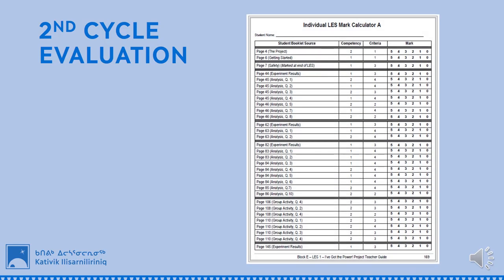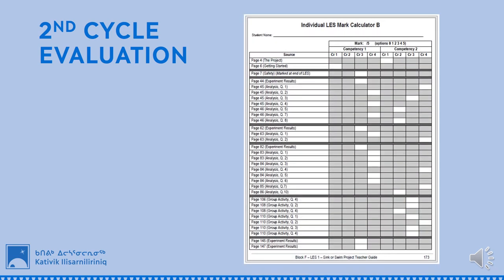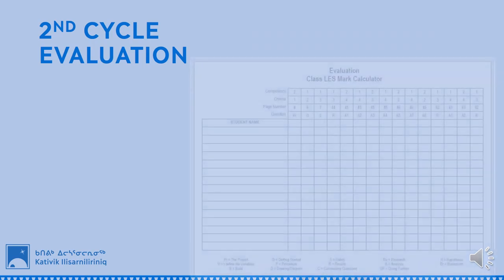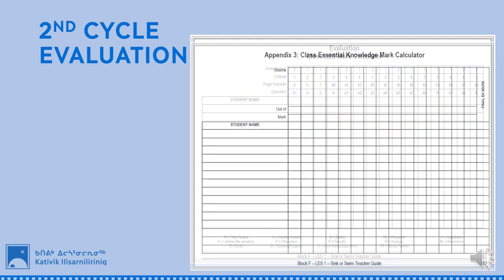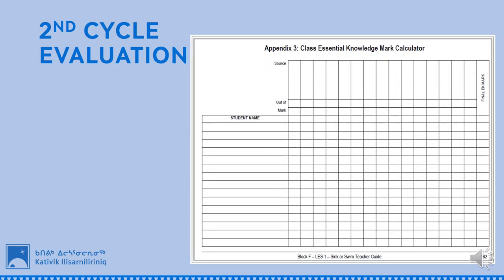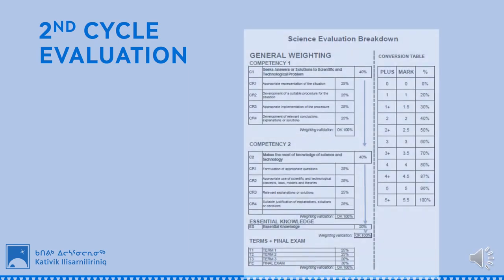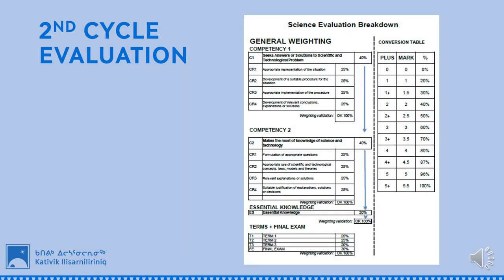There are 2 versions of individual student evaluation calculation grids. Here is the first. My preference is this second one because it's visually clear to identify where and how the competencies and criteria have been evaluated. There'll also be a class evaluation calculator for the competency evaluation and an evaluation calculator for essential knowledge provided in the student book. You'll also have a general weighting summary.